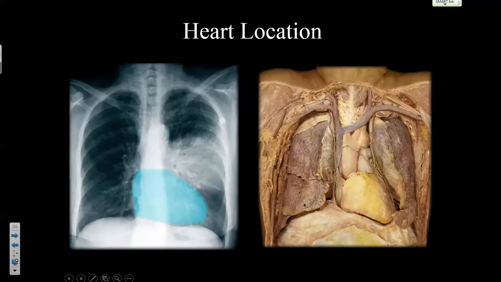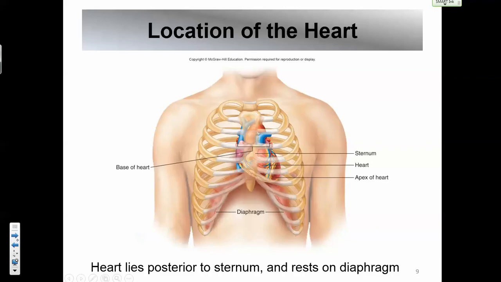Okay, and then here you can see its location in the mediastinum, and it's sitting on top of your diaphragm. And then you can see it's very well protected by the rib cage. Notice that it's not straight up and down. It angles. The apex, the bottom end of it, is the apex. See how it angles to the left a little bit?